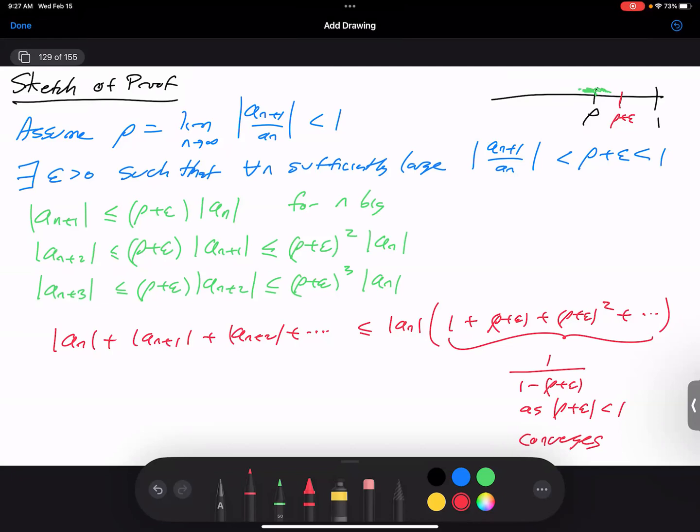What's really going on is it is a secret comparison test with a geometric series. That's really what the ratio test is. The ratio test is really just a comparison test with a geometric series. And it's just choosing the appropriate geometric series. It's just lurking in the background.